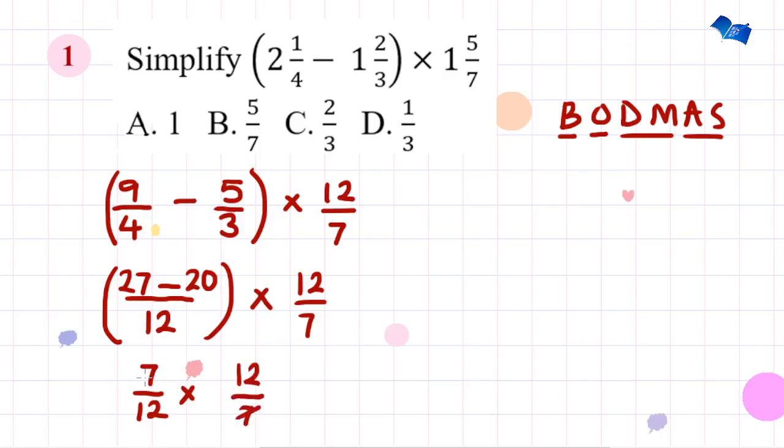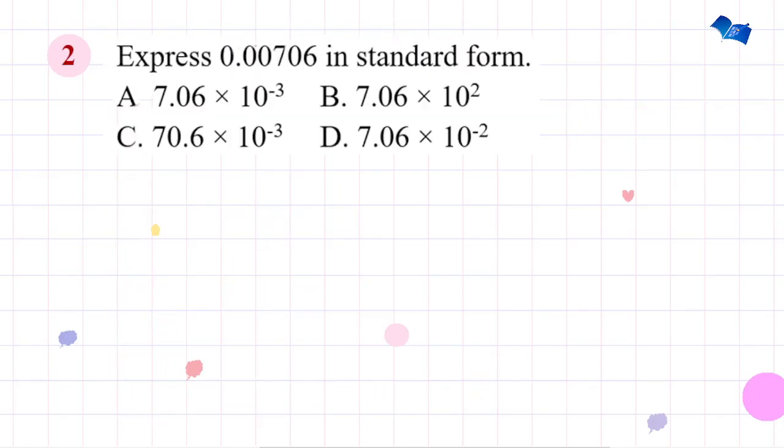Alright, so this can cancel out. We have 1, 1. This also will cancel out. We have 1, 1. So we have 1 times 1, which is 1, over 1 times 1, which is 1. 1 divided by 1 is 1. And our answer is A. I hope you got this. Moving on to question 2.